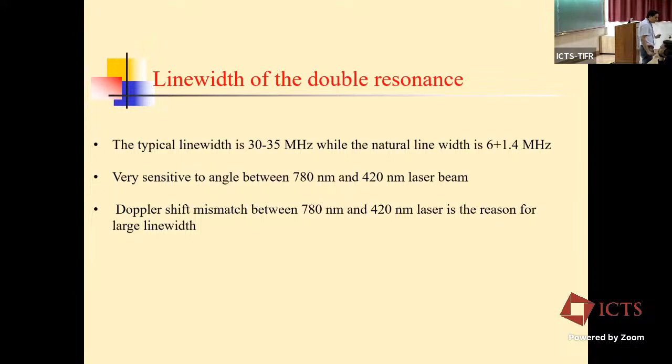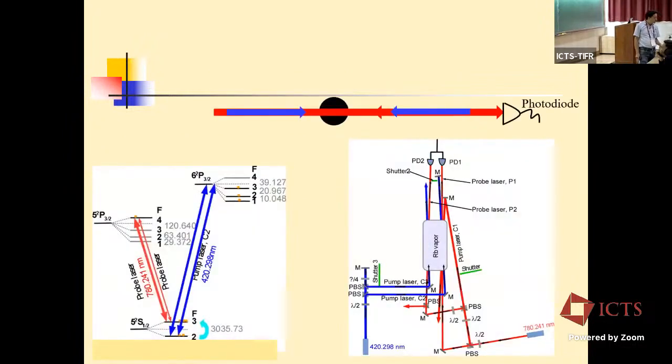But there is an issue. Okay, the issue is we are getting a very high line width. The line width of that blue spectrum is around 30 to 35 megahertz. However, the line width we expect is a 7 or 8 megahertz natural line width. And this was because the Doppler shift for 780 and 420 is very large. So there is going to be a Doppler mismatch which broadens the line width. Okay, then we cannot stop. Then we said let's do something else.